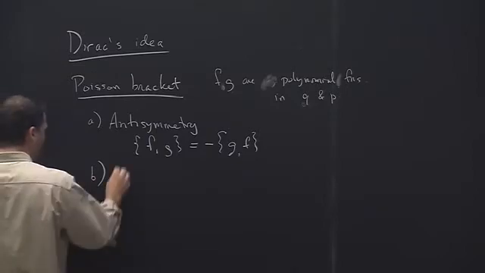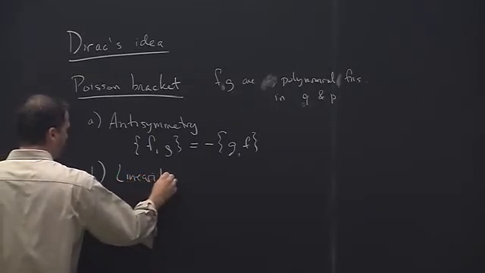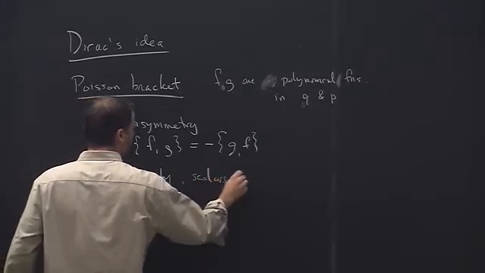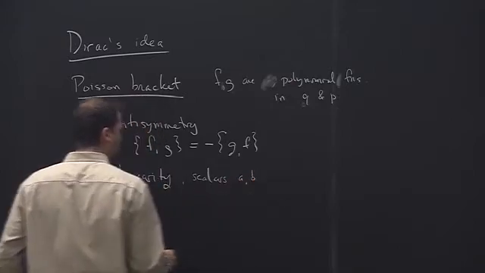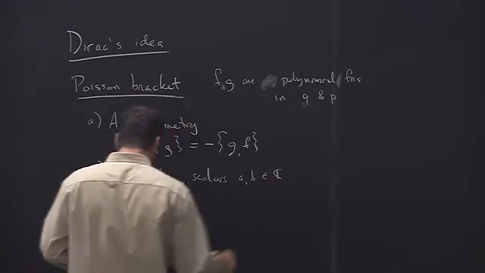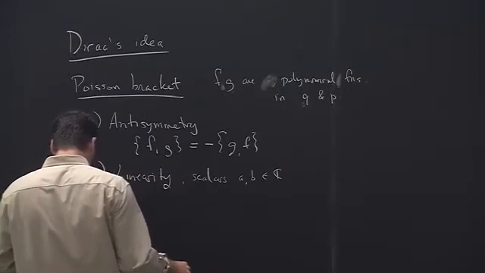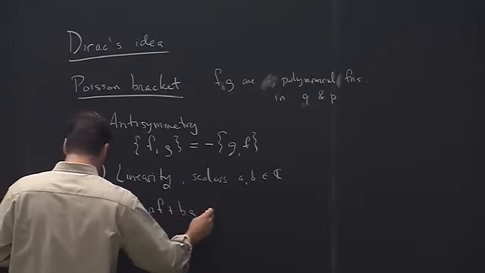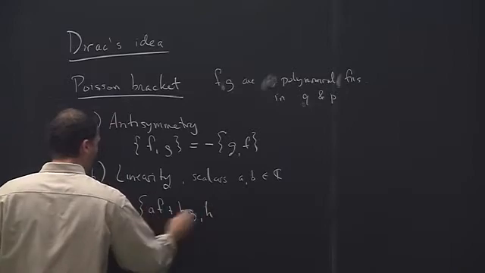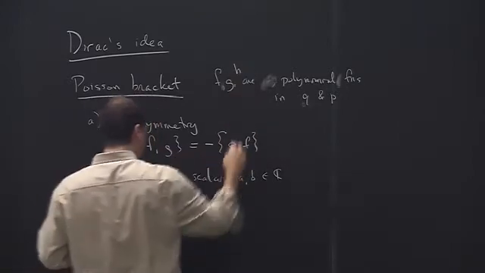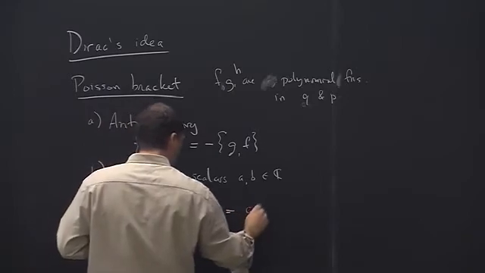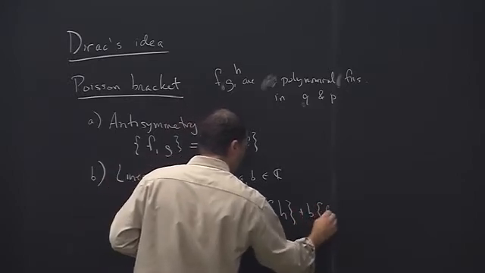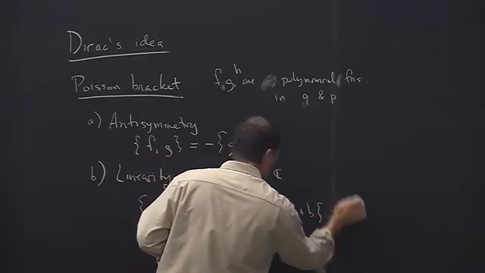We demand linearity. You have some scalars, A and B. Let's allow them to be complex. Then AF plus BG, Poisson bracketed with H, where H is another polynomial, F, G, and H, is equal to A of F, H plus B of G, H.